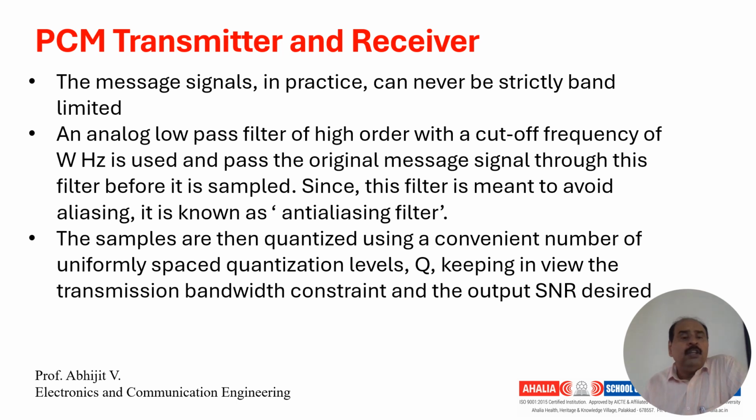So before sampling, the input signal or the message signal is passed through an anti-aliasing filter, removing the high frequency components. After that, the sampled signals are quantized, like what we have seen about quantization in the previous classes. It is kept uniformly spaced, so that we can have enough signal to noise ratio that can be easily reconstructed at the receiver end. So that is the explanation for the first block, the anti-aliasing filter.